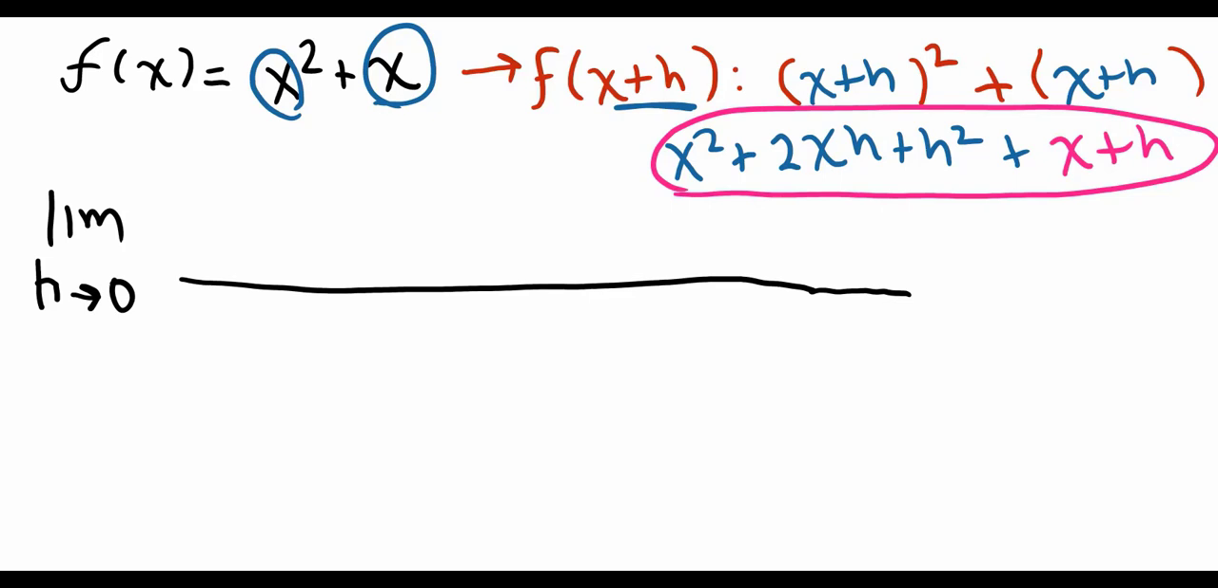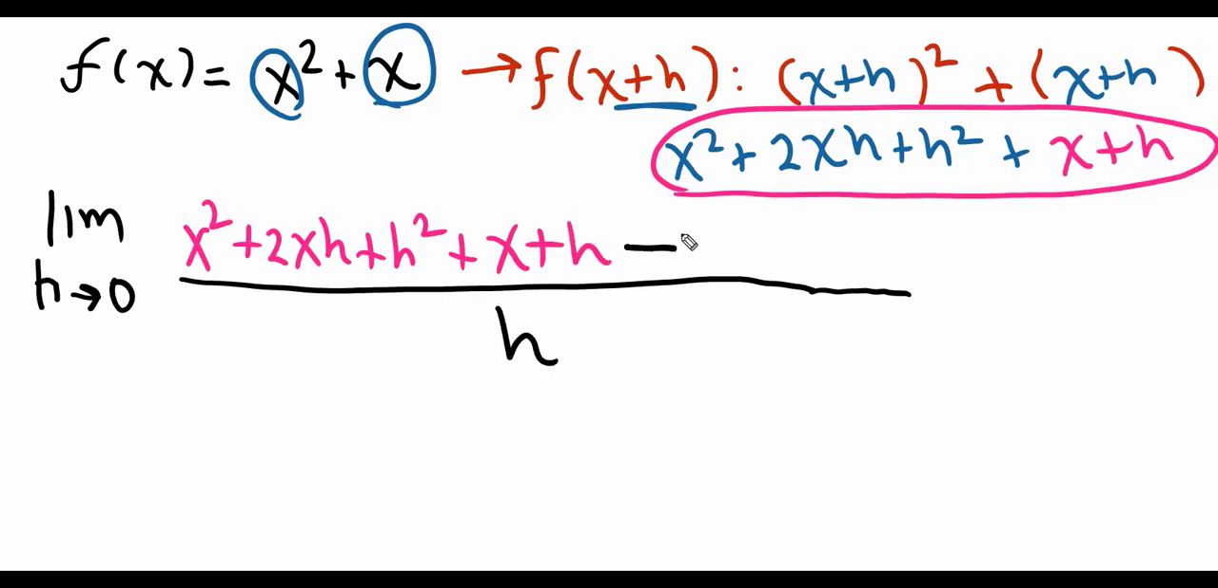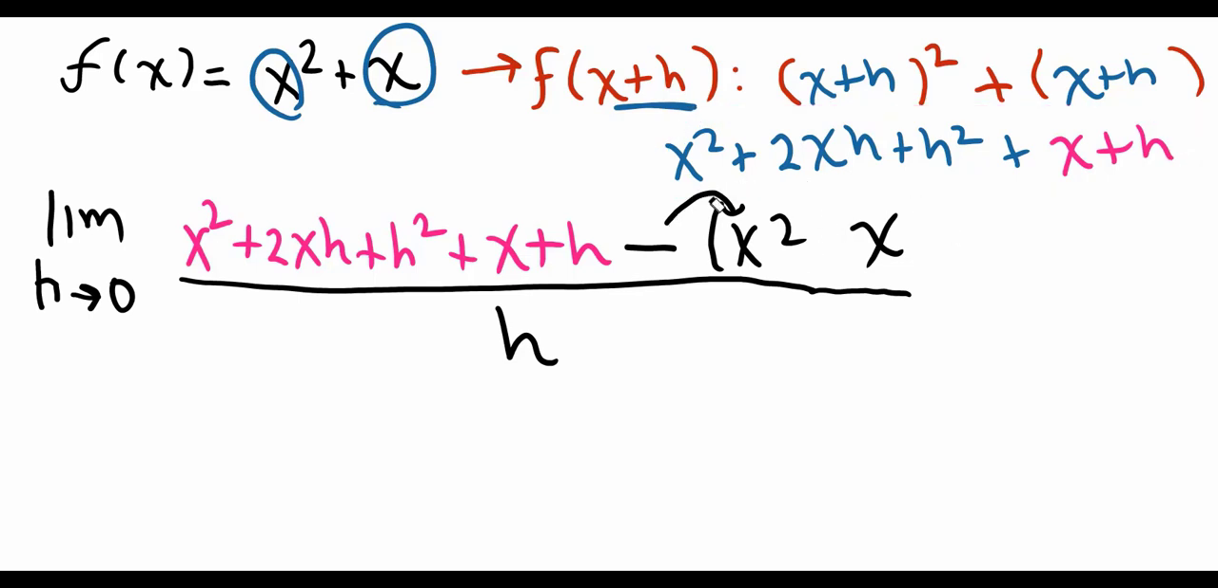Setting up the definition using the limit, I have x squared plus 2xh plus h squared plus x plus h. There's an h in the bottom automatically. There's a minus. And I'm supposed to put the original function in here. The original function was x squared plus x. If I distribute that negative to both of these, we get a negative x squared minus x.